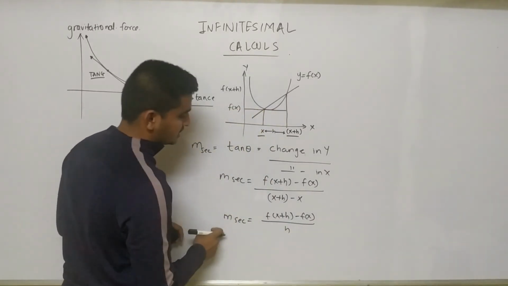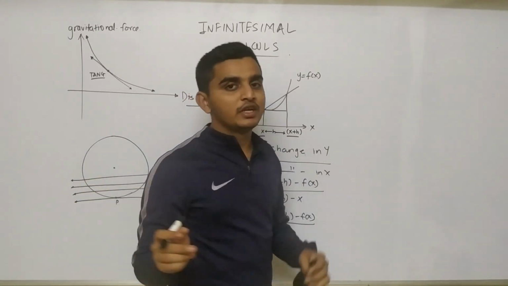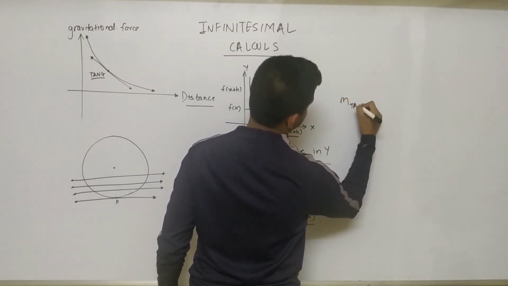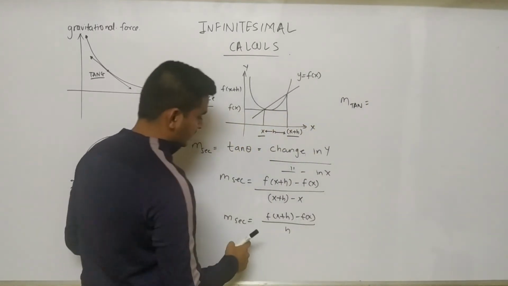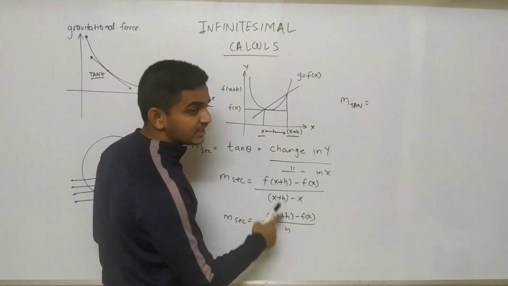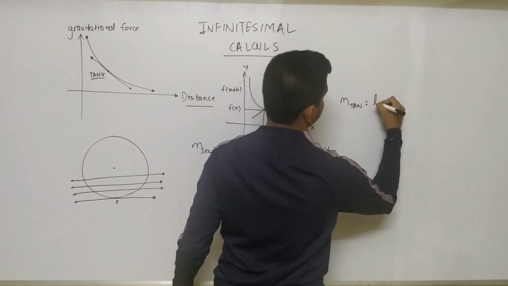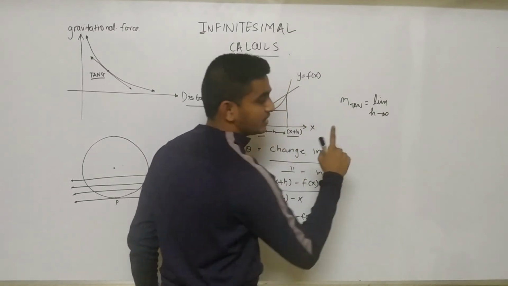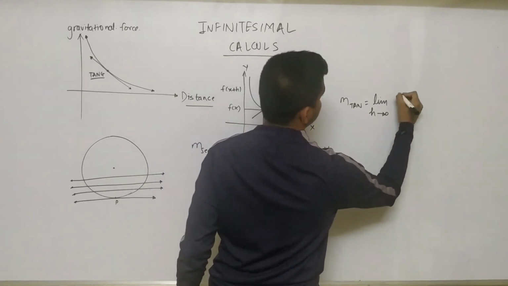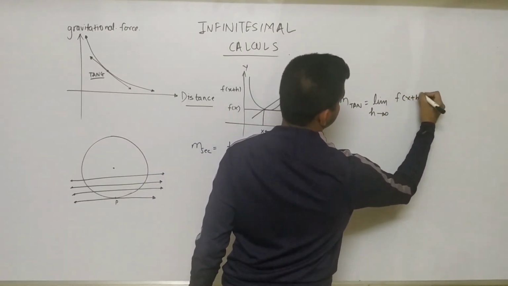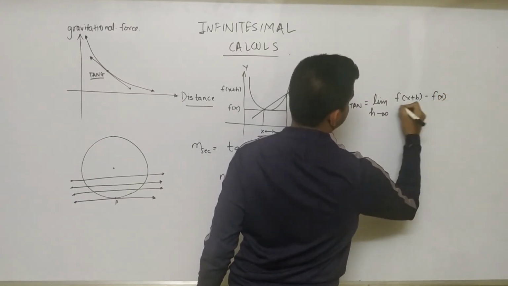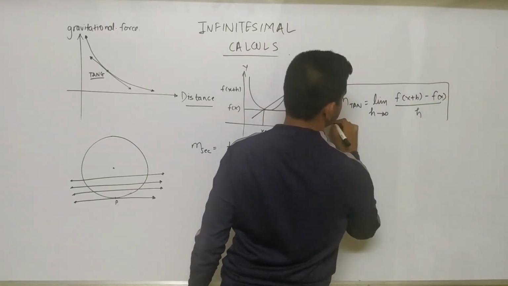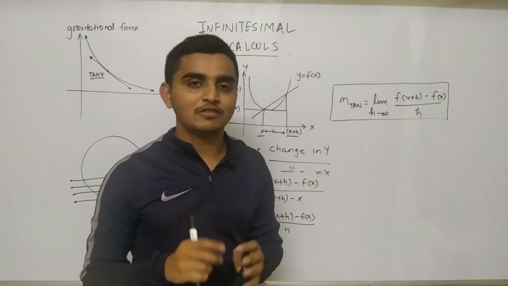So instead of this, he said that we'll find a new notation and we'll just call it m of tangent, which will be, since we are going to have h as 0, we'll just limit it as h is going towards 0, which is h tends to 0, and then we'll call this function f of x plus h minus f of x upon h. And these were the first principles of calculus.